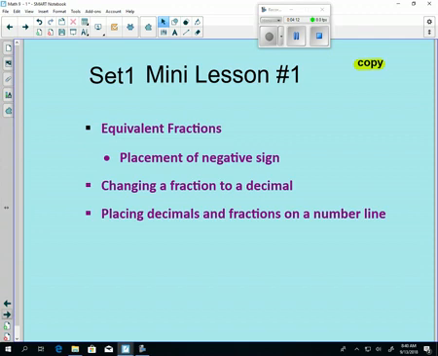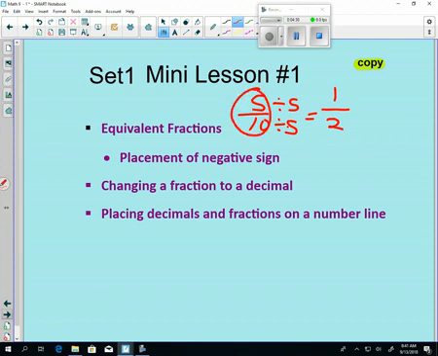Now, what's an equivalent fraction? Well, remember, if we have a fraction like 5/10, we can simplify that. We can make it smaller. If we divide both the top and the bottom by 5, 5 divided by 5 is 1, and 10 divided by 5 is 2. So that means 5/10 and 1/2 are equivalent. They're the same.